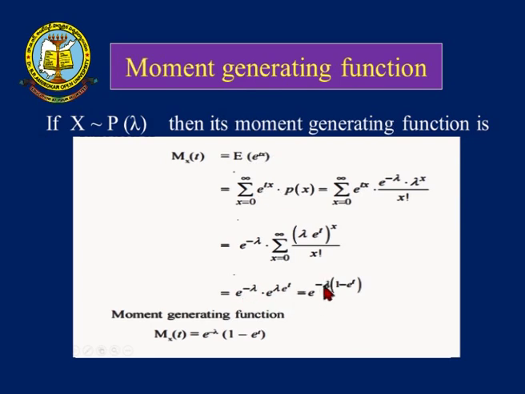Now, lambda is a constant, and e to the power of minus lambda is taken outside. In that case, we get Mx of t is equal to e to the power of minus lambda times 1 minus e power t. So, the moment generating function of the Poisson distribution is e power minus lambda into 1 minus e power t, which is the required moment generating function.